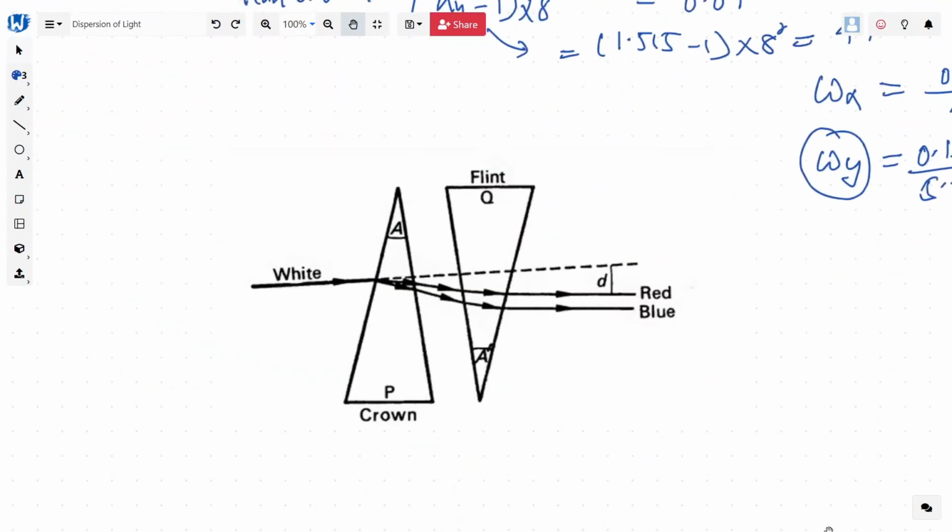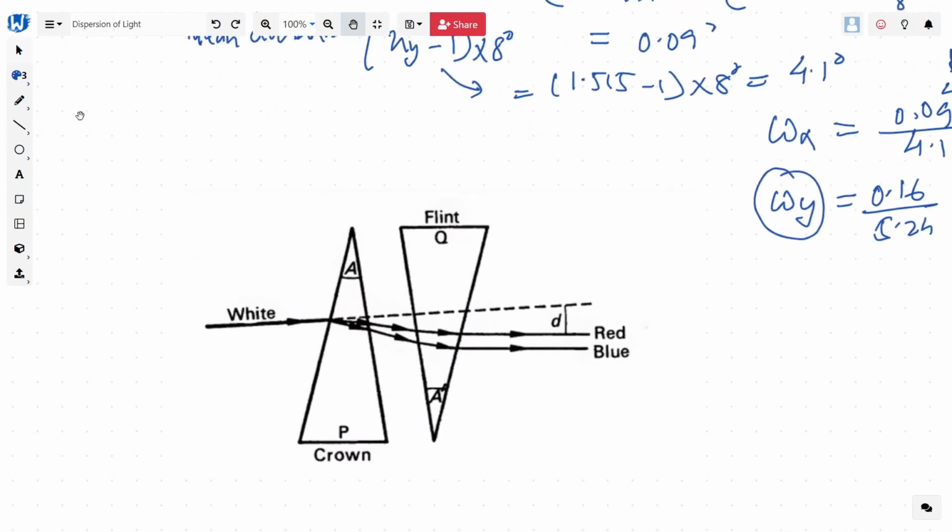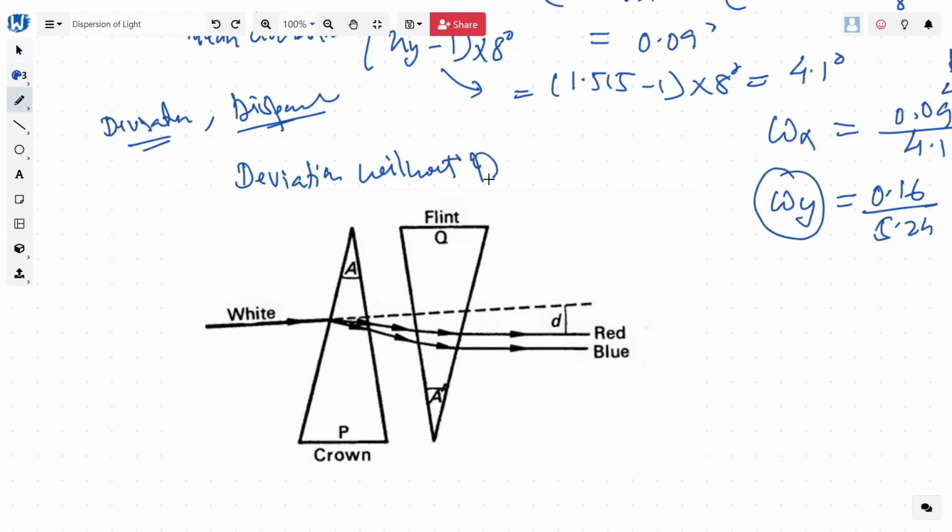Now let's look at whether we can have some deviation but without dispersion. As you said, the prism does two things: it does deviation and dispersion. Can we make some equipment where we have deviation without dispersion? Okay, so imagine we have a prism here which is made of a crown glass.